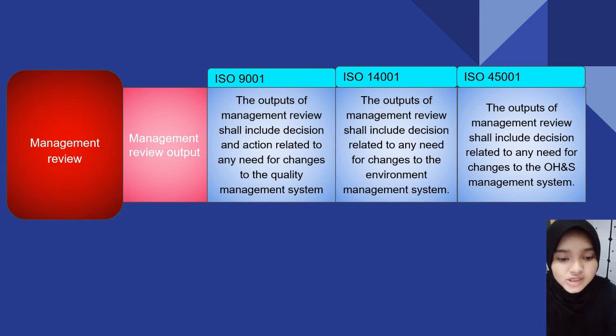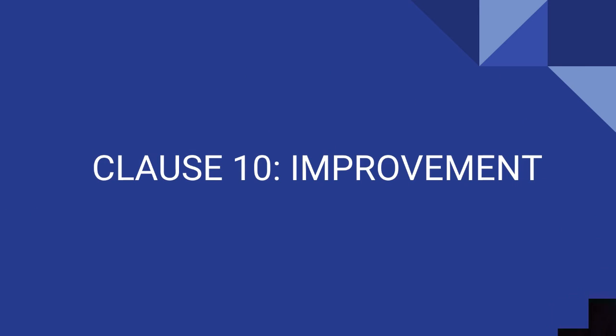Okay, now we move to the management review output. In ISO 9001, the outputs of management review shall include decisions and actions related to any needs for change to the quality management system. While for ISO 14001, the outputs of management review shall include decisions related to any need for change to the environmental management system. For ISO 45001, the outputs of management review shall include decisions related to any need for change to the OH&S management system.